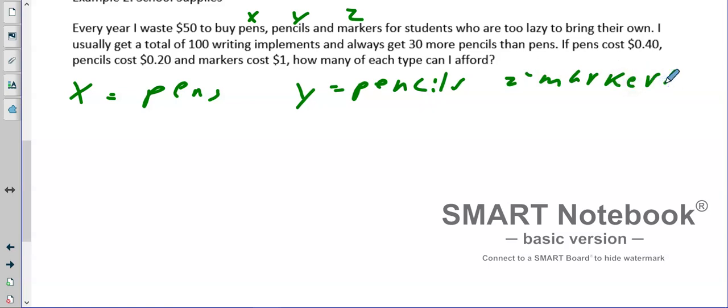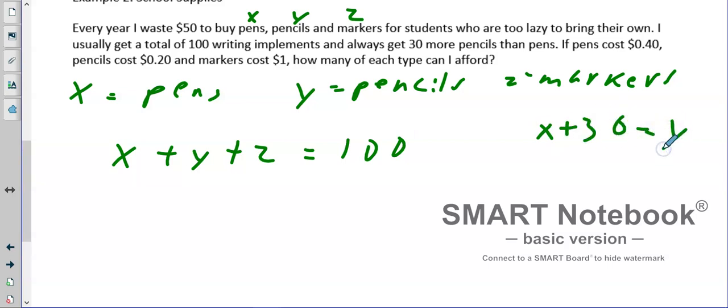All right. It says, I usually get a total of 100. So that's, again, easy. Total line, number line. X plus Y plus Z equals 100. I always get 30 more pencils than pens. Okay. 30 more pencils than pens. So that means, I'm going to go off to the side and clean it up later. X plus 30 equals Y. Pens plus 30 equals pencils.